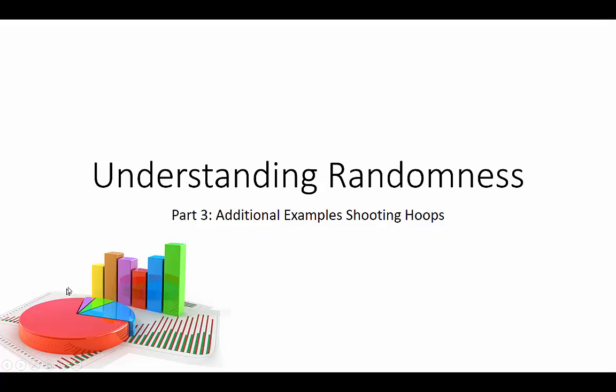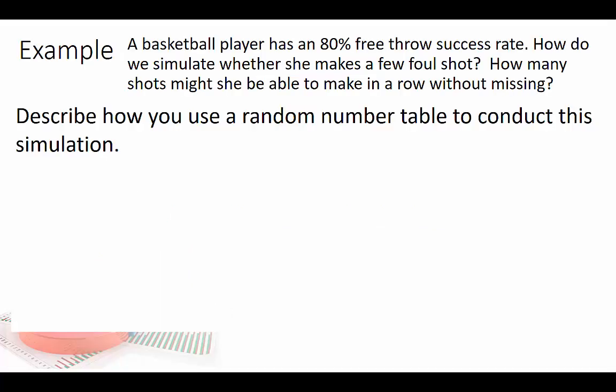Okay, now we're going to look at some additional examples. In this case, basketball, shooting hoops. So we have a basketball player who has an 80% free throw success rate. So 80% of the time, the player makes her shot. How do we simulate whether she makes a foul shot? How many shots might she be able to make in a row without missing?